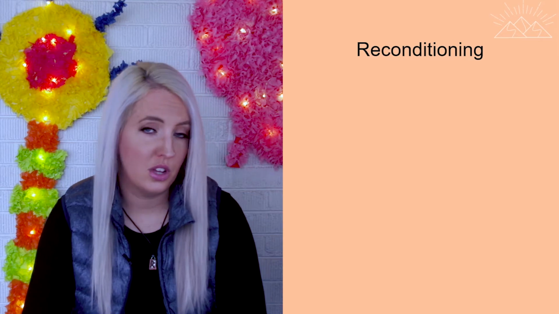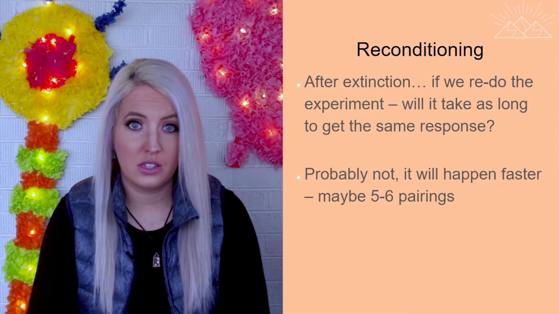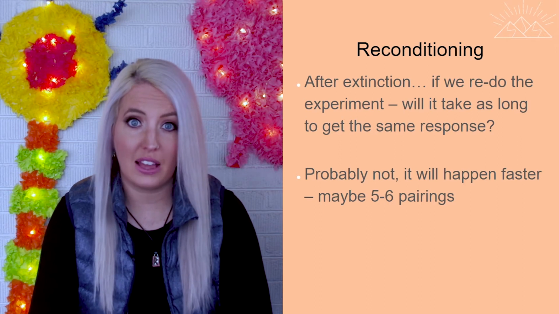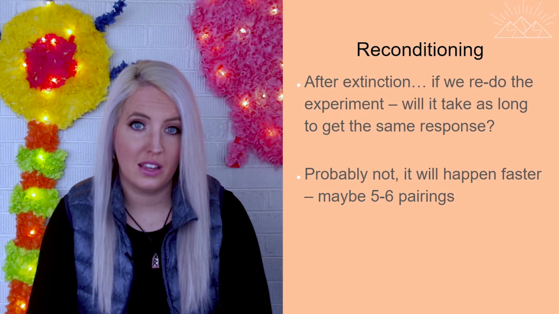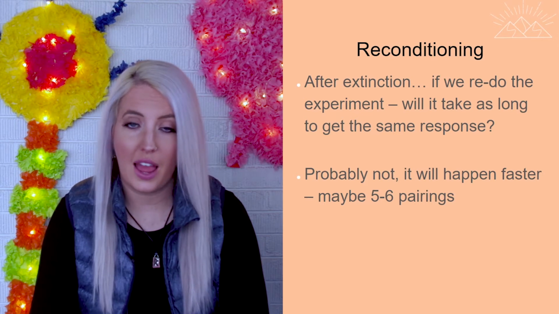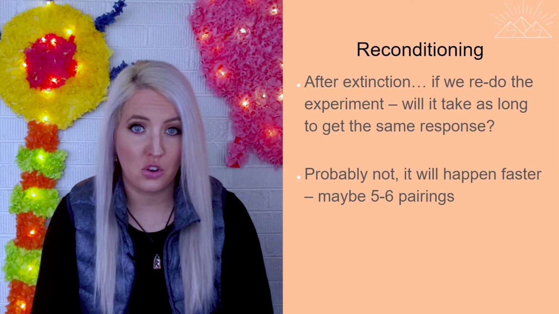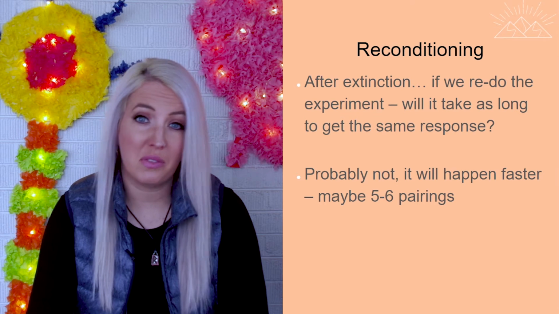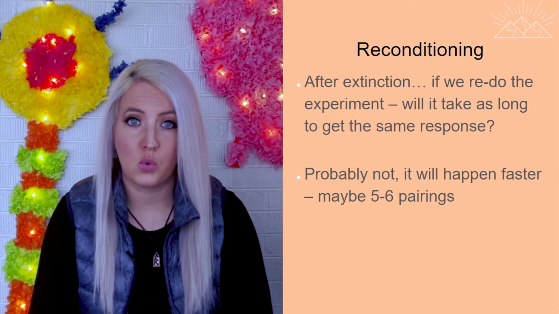After conditioning, we can start the whole process over again, ring a bell and give some food, ring a bell and turn the lights off, and it's not going to take as long for the body to figure out that conditioning is taking place again, and acquisition is going to happen a lot faster the second time around than it did in the original experiment. If it took your eyes 10 times of pairing the bell and turning the lights off to make your eyes dilate, the second time you do it might only take 5 or 6 times, and that is reconditioning.